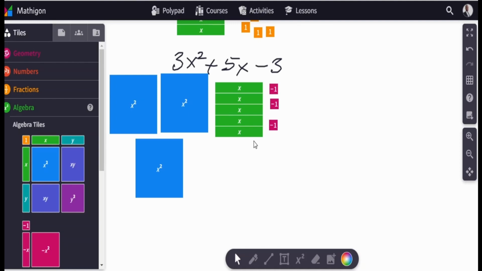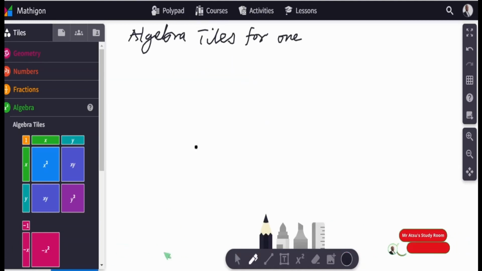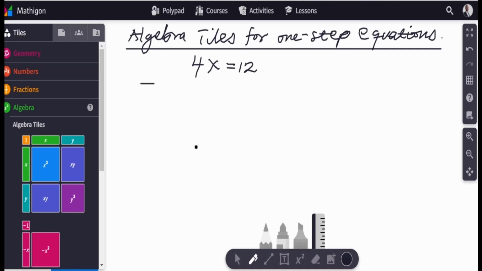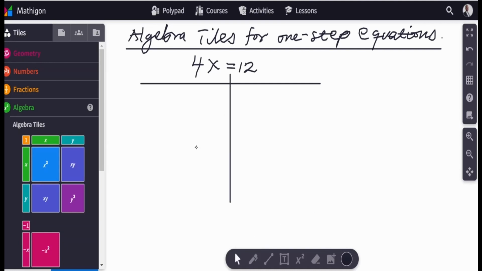Apart from combining these tiles to model basic algebraic expressions, we can also use these tiles to solve one-step equations, and let's try that. Right, so let's solve a one-step equation like 4x equals 12. This is how we use algebra tiles to solve this. We first draw a horizontal line under our equation, then a vertical line under the equal sign, and then the next thing will be to use the algebra tiles to model each side of the vertical line. So let's do that quickly.